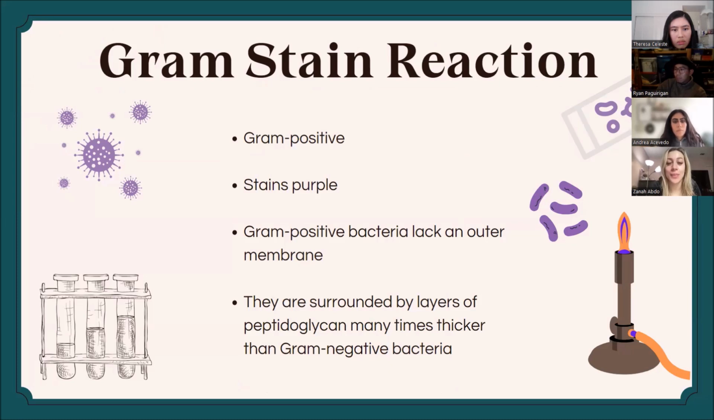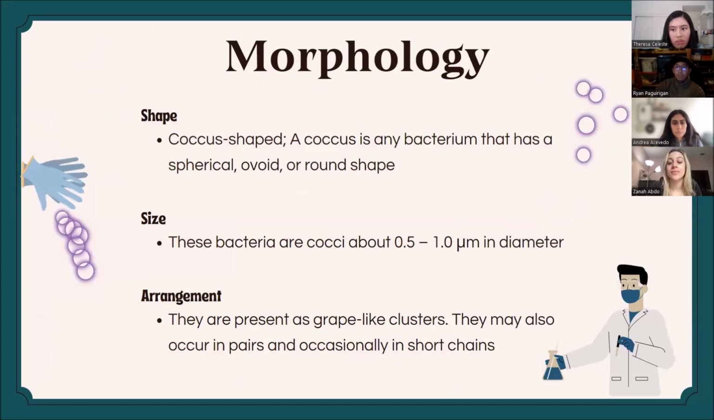All right, and so for the gram stain reaction, since it is a gram positive, it does stain purple. And as Teresa mentioned, it lacks an outer membrane, which means they're surrounded by layers of peptidoglycan, which is many times thicker than a gram negative bacteria. For the morphology, as stated in the name, it is staphylo for bunches of grape, coccus for its ball shape and spherical look, and then also the size of the bacteria itself is about half a micron to 1 micron in diameter.